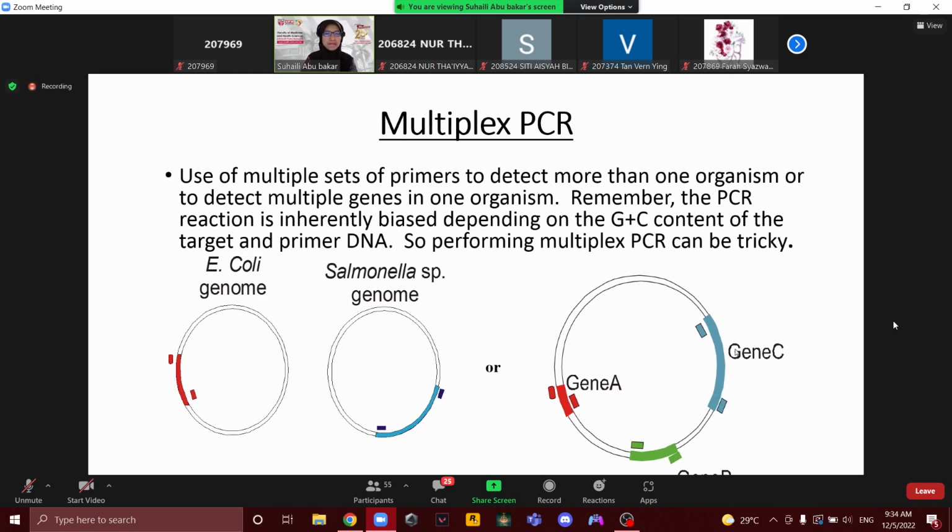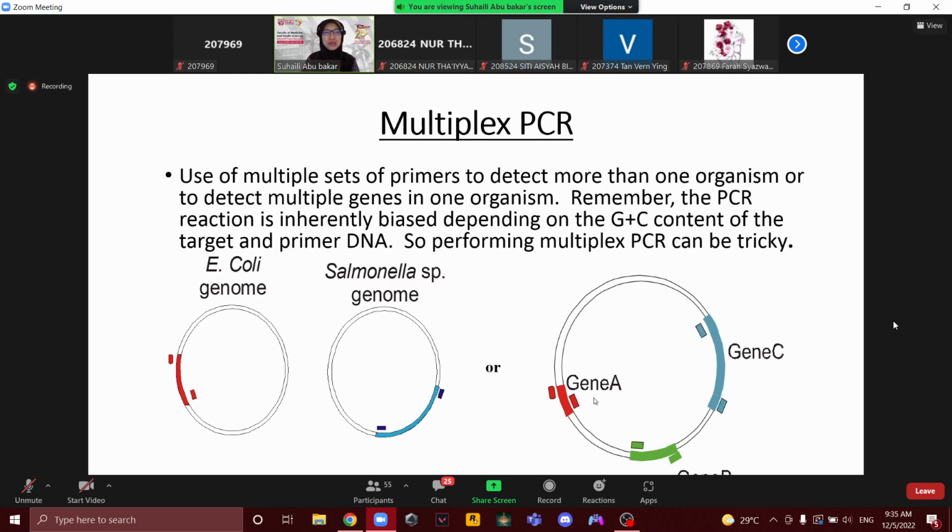What do we have to do first? Any idea? My brilliant students here. We can't just suddenly use them straight away, right? It's impossible. When we order the primers for gene A, gene B, gene C, we don't immediately do multiplex PCR. But what we can do first is single PCR, standard PCR first, and then we look at the annealing temperature, and then we optimize.